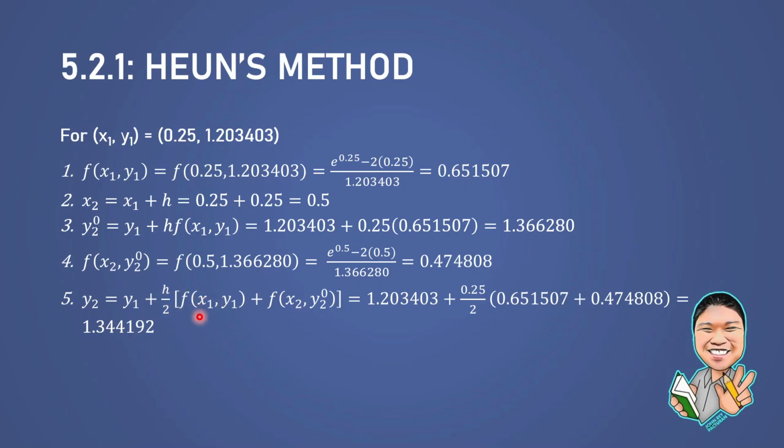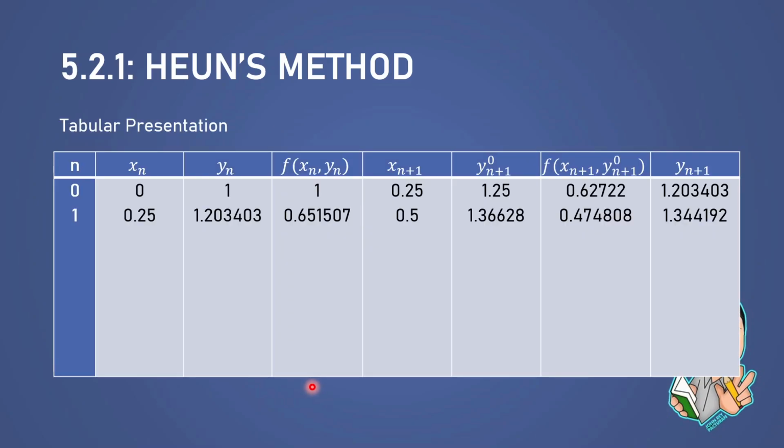And lastly, using the step 5, yung bagong value ng y is equal to y sub 1 plus h over 2, the quantity. Itong sagot na to is sa step 1 and ito naman sa step 4. So, yung original y is 1.203403 plus 0.25 over 2, the quantity, 0.651507 plus 0.474808. So, ang mahahanap ko na bagong value ng y sub 2 is 1.344192. So, the new point will be 0.5, 1.344192.